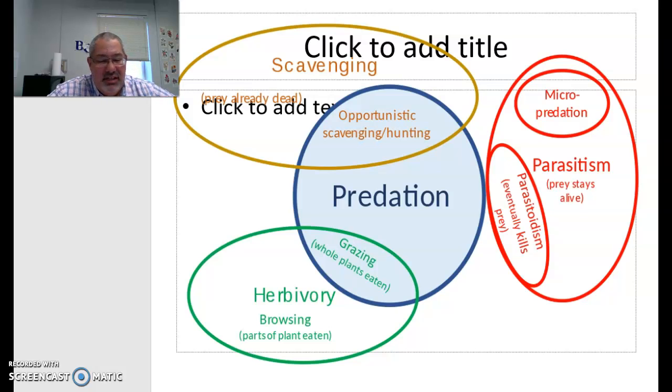Herbivory is a type of predation, and it's called grazing when the herbivore eats the entire plant and kills it, and it's called browsing when the herbivore just consumes a portion of the plant, like the slide with the deer eating leaves off a tree. Parasitism is called parasitoidism if the parasite actually kills the host or the prey, and it's called parasitism if the host or the prey remains alive.